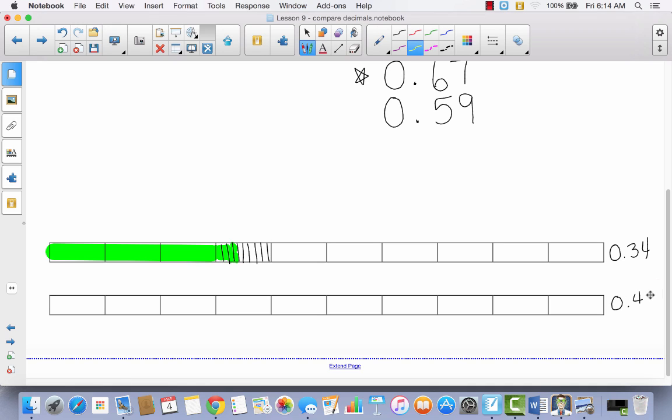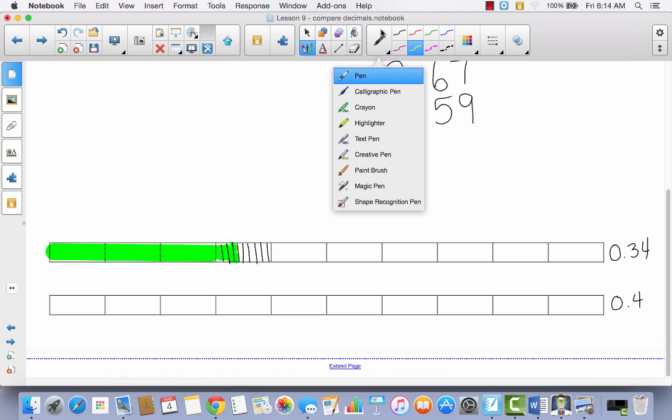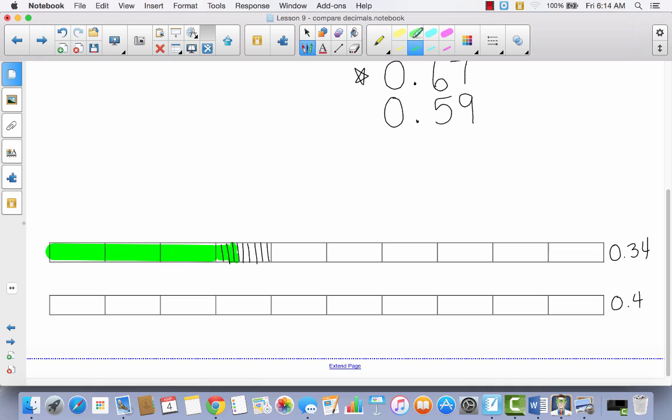Now, I can put the 0, but it has no value. Remember, 4 tenths is the same thing as 40 hundredths, and we're going to see that right here when we get ready to shade, right? Because look at what happens. I'm going to shade 10, 20, 30, 40. Notice that's the same thing as 1, 2, 3, 4 tenths. So it doesn't matter if I put that 0.